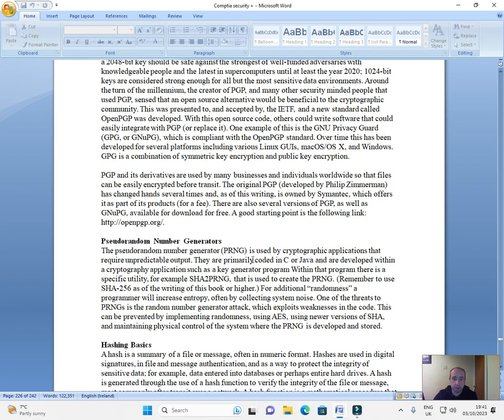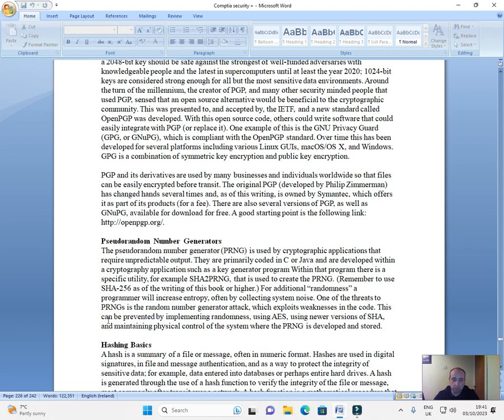Pseudorandom number generators. The pseudo-random number generator (PRNG) is used by cryptographic applications that require unpredictable output. They are primarily coded in C or Java and are developed within a cryptographic application such as a key generator program. Within that program there is a specific utility, for example SHA-2 PRNG, that is used to create the PRNG. Remember to use SHA-256 as of the writing of this book or higher. For additional randomness, a programmer will increase entropy, often by collecting system noise.